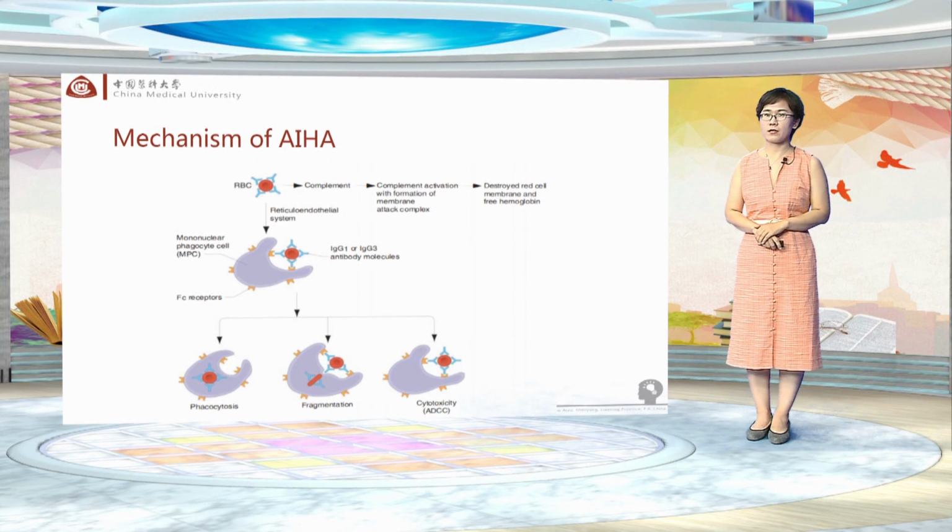Once a red cell is coated by an autoantibody, it will be destroyed by one or more mechanisms. In most cases, the Fc portion of the antibody will be recognized by the Fc receptor of macrophages, and this will trigger erythrophagocytosis. Thus, destruction of red cells will take place wherever macrophages are abundant, such as spleen, liver, or bone marrow. This is called extravascular hemolysis.